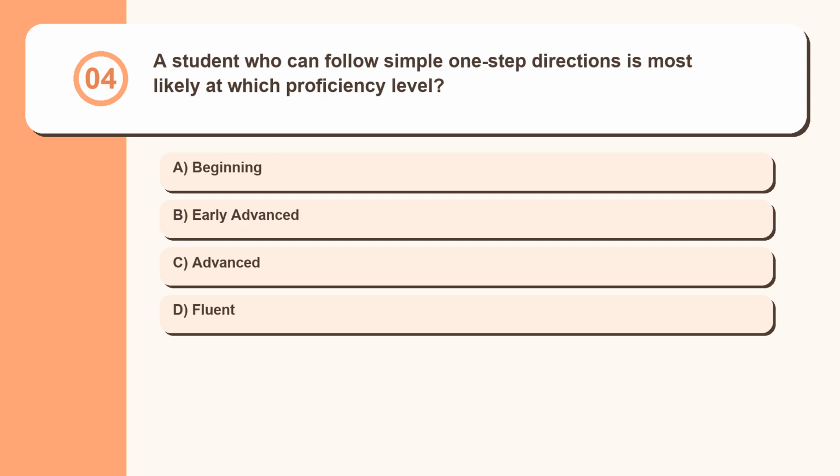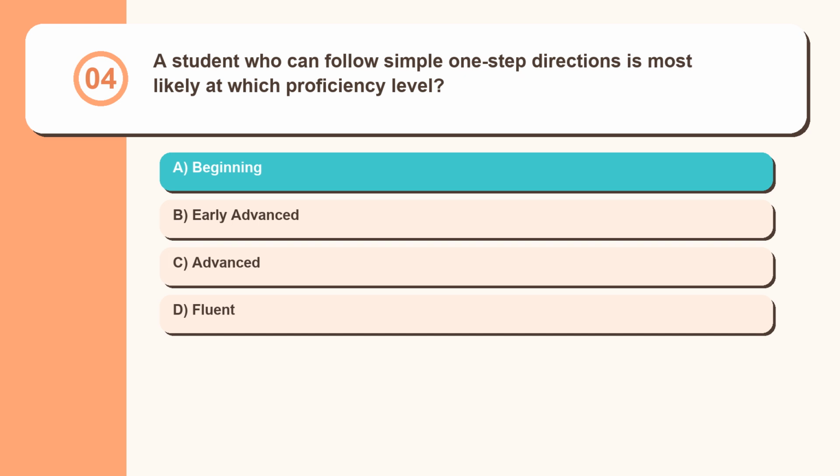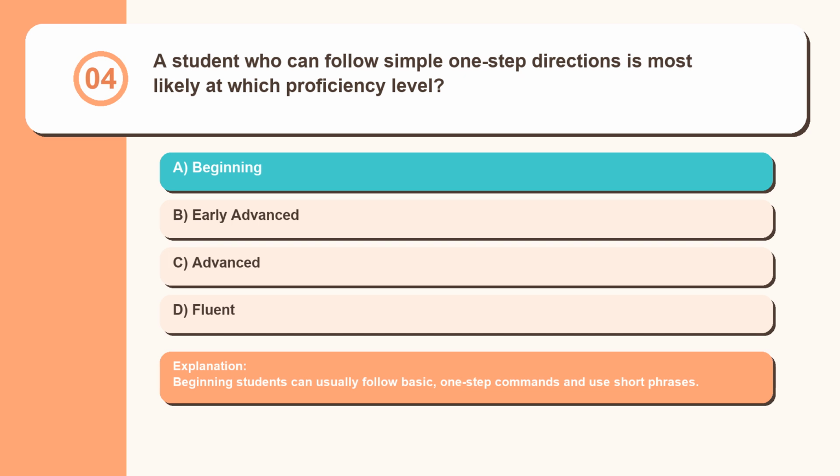Question 4. A student who can follow simple one-step directions is most likely at which proficiency level? Beginning, early advanced, advanced, fluent. Beginning students can usually follow basic, one-step commands and use short phrases.